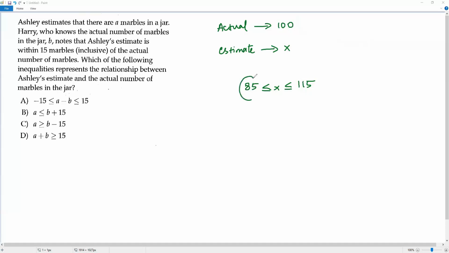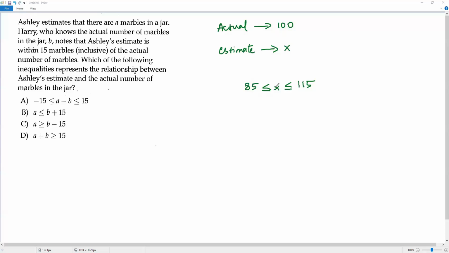If my estimation is 85, what is the difference between my estimation and the actual number? It's clearly 15. What if my estimation is less than 85? For example, 84. The difference between my estimation 84 and the actual number is 16. It violates the condition given in the question, because the difference goes above 15. So the minimum value of my estimation can be 85. It cannot be less than 85. The maximum value can be 115, and it cannot be greater than 115.